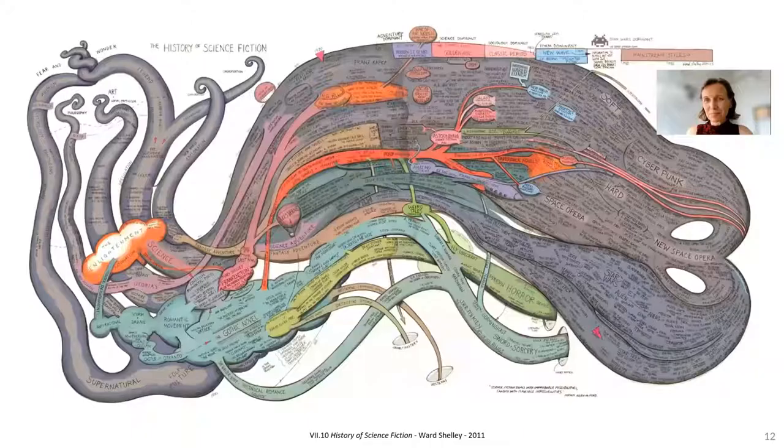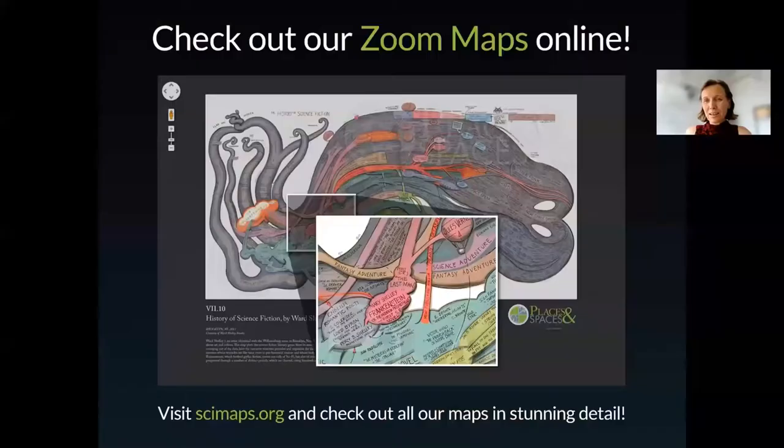Or we have mapped here the history of science fiction. This is a map by Ward Shelley. It's a hand-drawn map, and it's very much like Amazon. If you find a book you like, then those which are close by, you might also enjoy. And so again, if you go to scimaps.org, you can zoom in and find your next science fiction book to read.